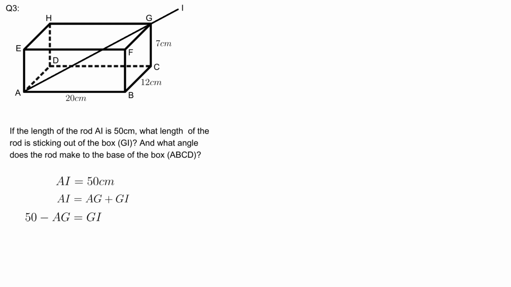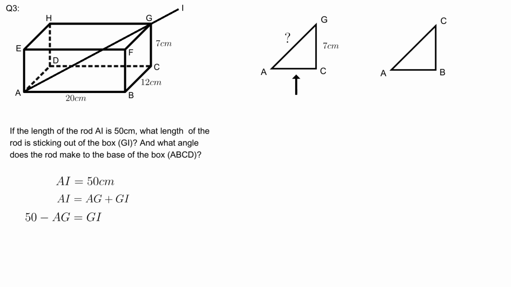To find AG, we need to look at the triangle ACG. GC being, which is already known, 7 centimeters, and AG being our length needed for the answer. To get AG, we need to find AC. Let's find AC by looking at triangle ABC.